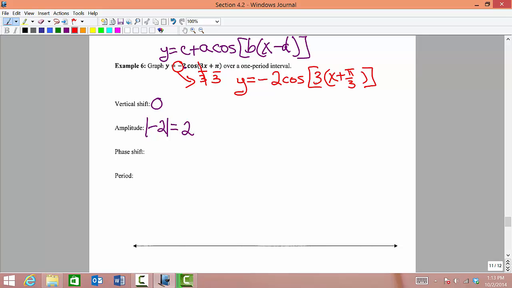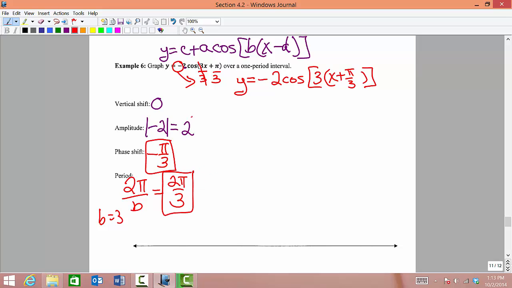We want to separate the period from the phase shift. So the phase shift is actually minus pi over 3, and the period is 3. Or sorry, 2 pi divided by 3. Sorry, be careful there. The period is not 3. The period is 2 pi divided by b. b is 3. The period, though, is 2 pi divided by 3. So be careful there.